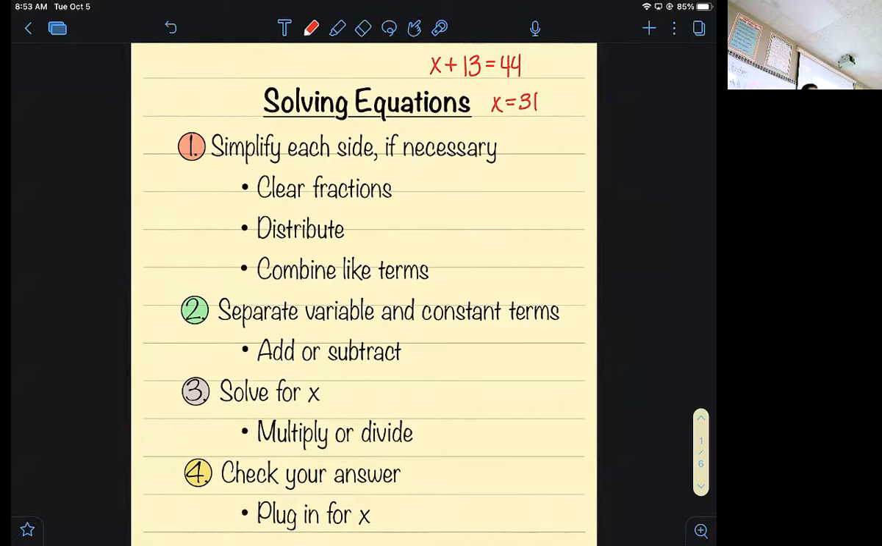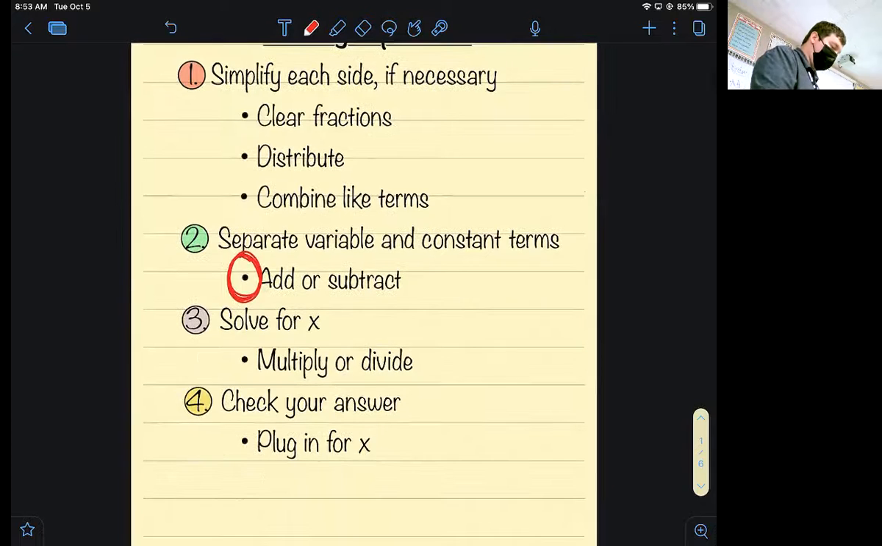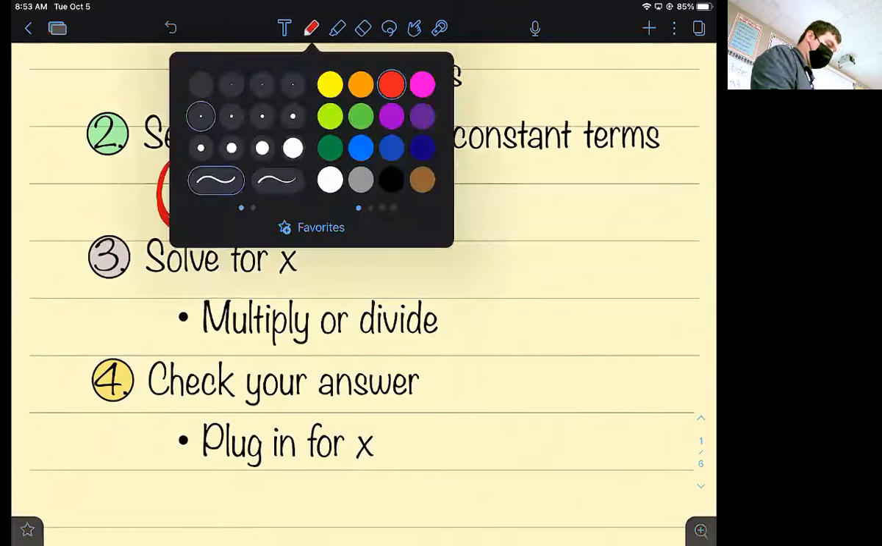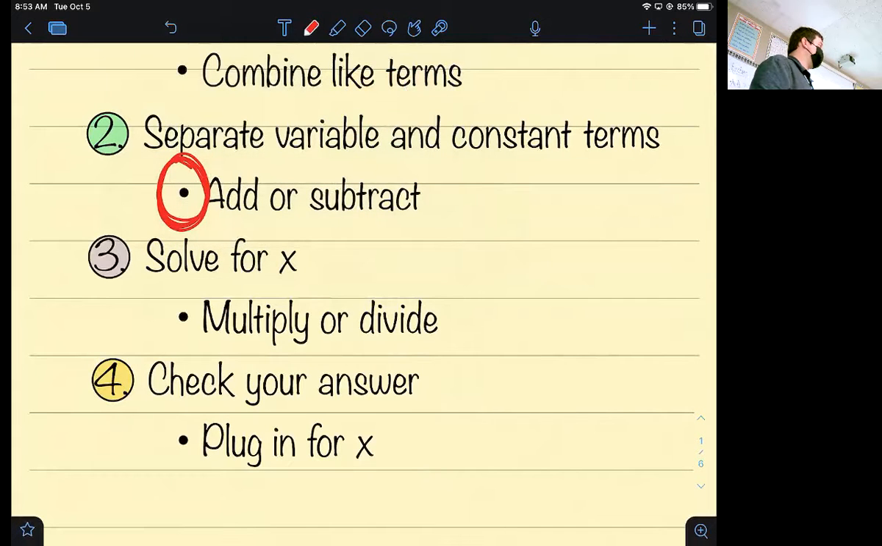Step 1 is simplify each side. We're not going to do that today. What we're going to focus on today is step number 2, the step that says separating the variable and constant terms by using addition and subtraction, since our homework is titled using addition and subtraction to solve equations. We'll do step 3 tomorrow, multiply and divide. And then step 4 is a very overlooked step, the step that everybody forgets about. You can check your answers. And I don't mean by using your check answer button. Even on your quiz, you can check your answers by plugging in.